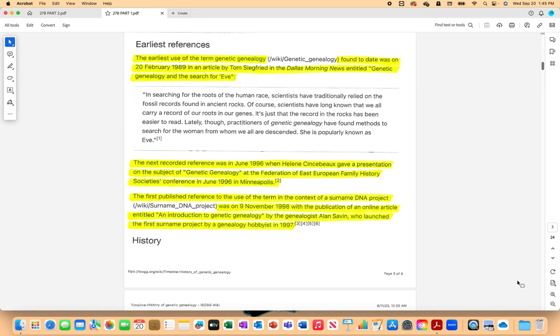The first published reference to the use of the term in the context of a surname DNA project was on November 9th, 1998, with the publication of an online article entitled An Introduction to Genetic Genealogy by the genealogist Alan Savin, who launched the first surname project by a genealogy hobbyist in 1997.